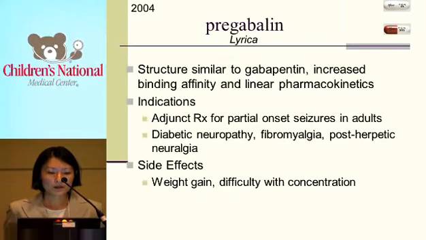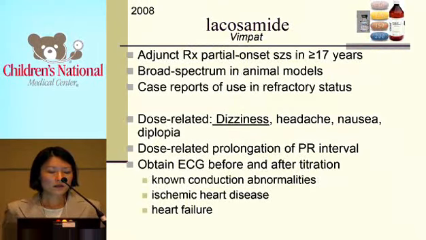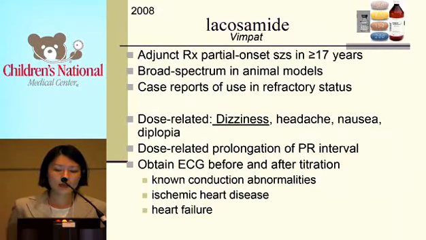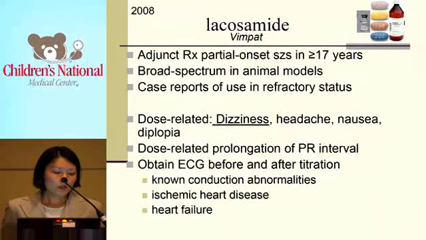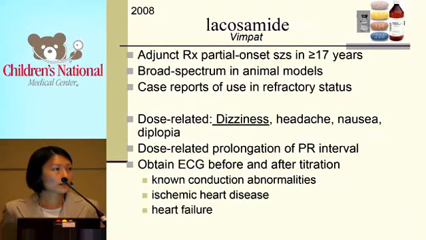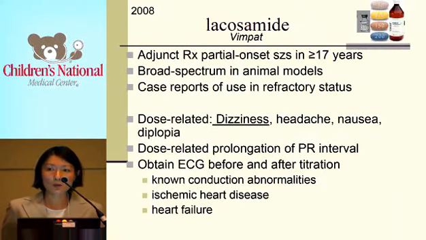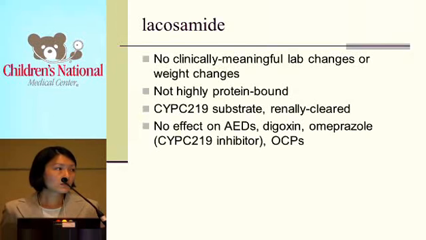There's lacosamide or Vimpat, which is indicated for partial onset seizures in adolescents and adults 17 years or older. Seems to be broad spectrum based upon animal models. One issue with this is potential dose-related prolongation of the PR interval. So we may be asking for you to help with occasional EKGs. But otherwise, no significant drug interactions or side effects.